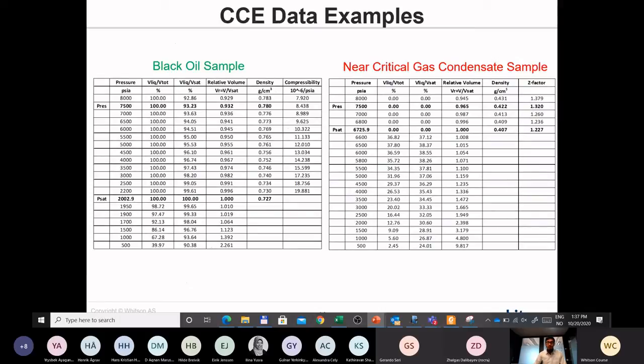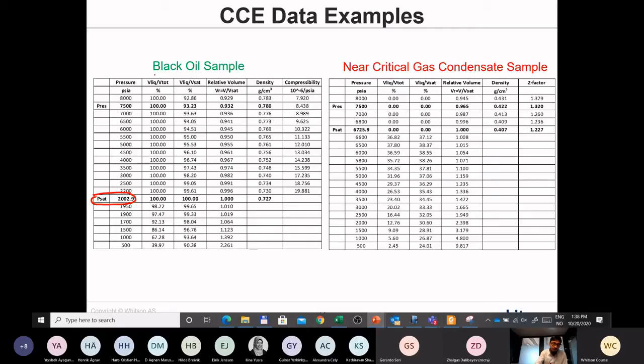Okay, so now we can just look at the PVT tables that we have in our PVT report. So we have a black oil sample, and the CCE experiment actually looks like this. So now we can see what is what. This is our pressure, and this experiment has a saturation pressure of about 2000 psi. It's a very low GOR oil. It has a very low bubble point, and it's highly undersaturated. We have a reservoir pressure of 7500 psi.